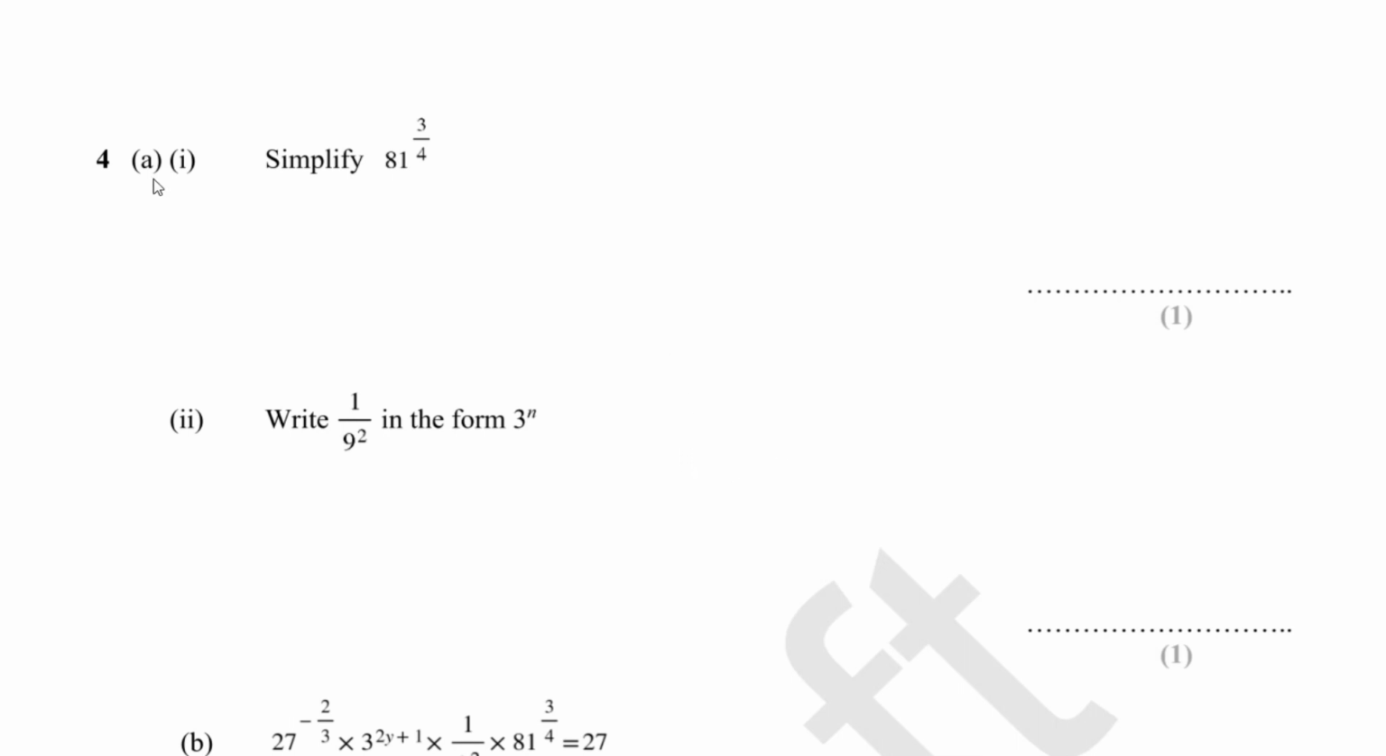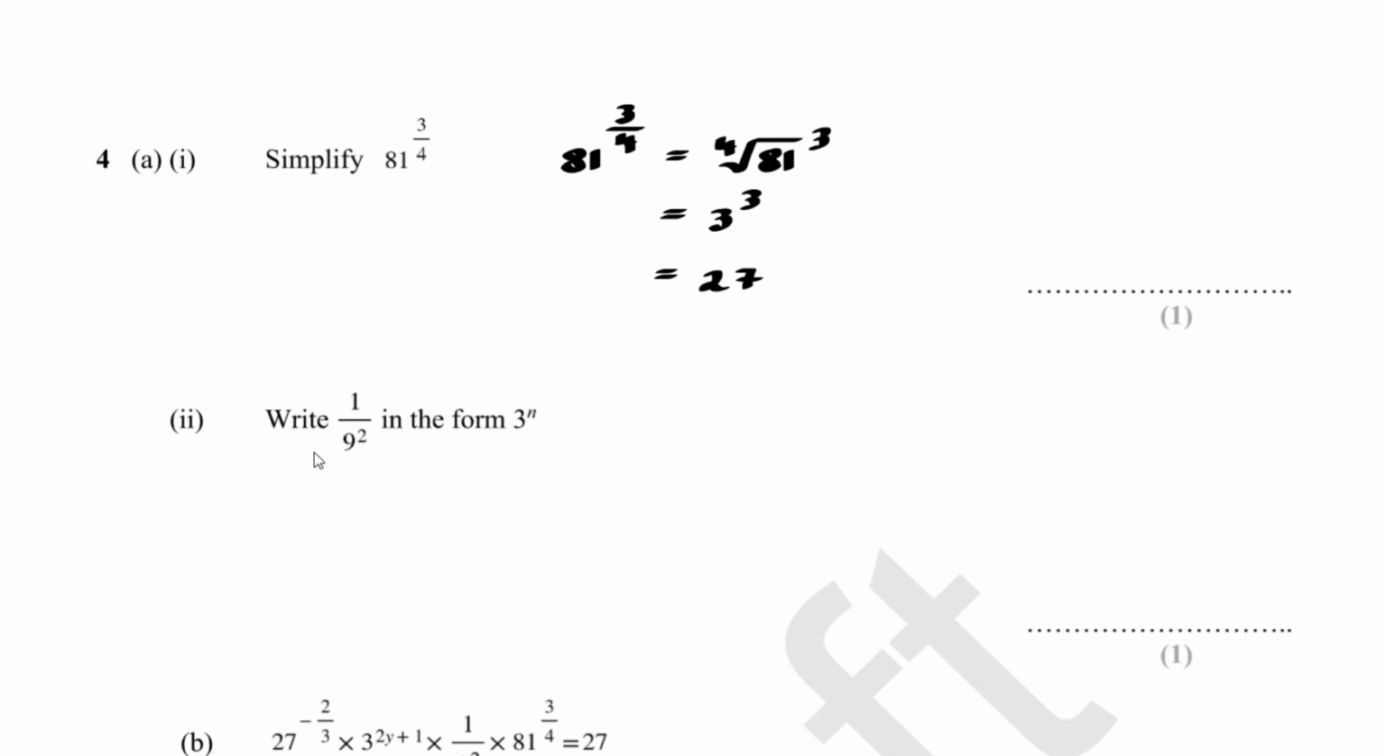Question number 4. Part A, for the first part, we have to simplify 81 to the 3 over 4. 81 to the 3 over 4, that's equal to the 4th root of 81 all cubed. So the 4th root of 81, that's 3, so we have 3 cubed, which is equal to 27.